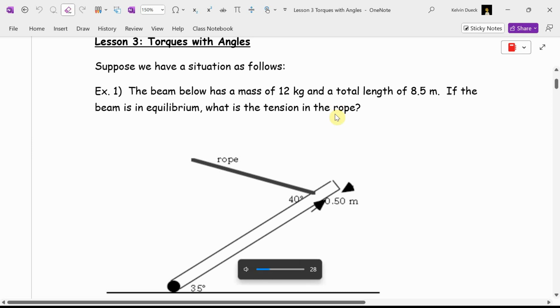So, torques with what? Did I say angles? Everybody? We're going to be doing components. Suppose we have a situation as follows. The beam below has a mass of 12 kilograms. Total length is 8.5 meters.